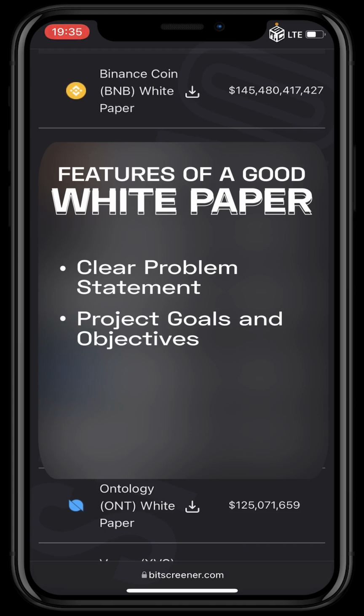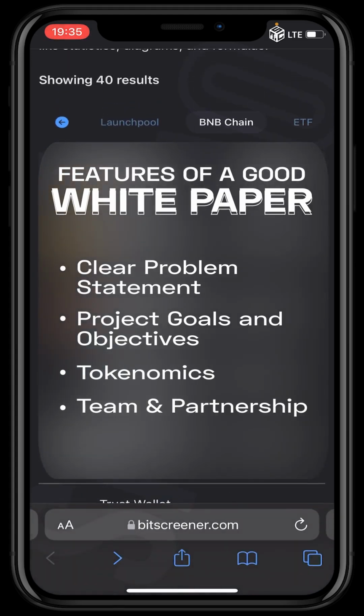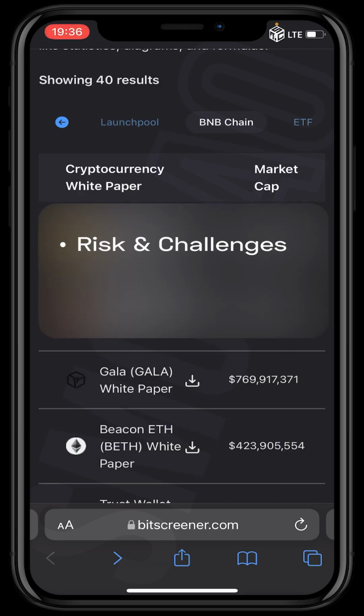The third thing to look for is the tokenomics, which shows how the token will be used, its supply and distribution. The fourth is to look for the team and partnerships, know the team members and whether the project has any notable partnerships. And then the fifth feature to look for is the roadmap, which shows a clear timeline for development and milestones. Also check whether risk and challenges are acknowledged and addressed. And also check for clarity and transparency. Check out if the white paper is easy to understand, guys.